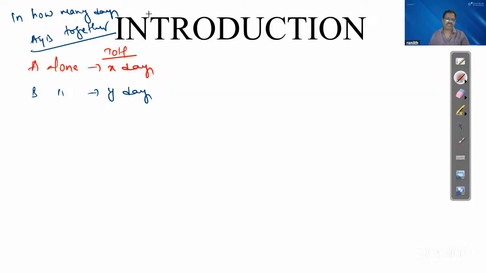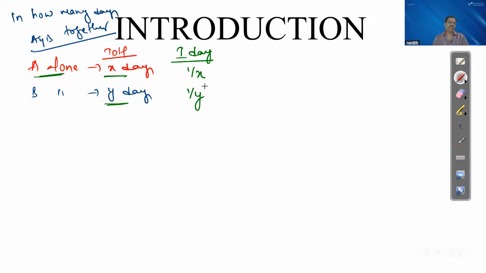So how we can solve it, I will go with the basic concept. What is the basic concept behind time and work? A alone can complete the total work in some X number of days. First of all, we need to find the 1 day work of A. A alone takes X number of days, so the 1 day work is 1 by X. The 1 day work of B will be equal to 1 by Y. So how are we writing 1 by X and 1 by Y?